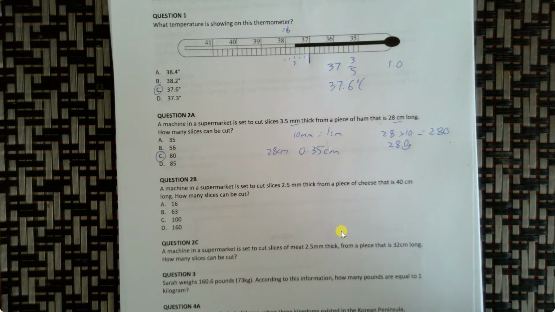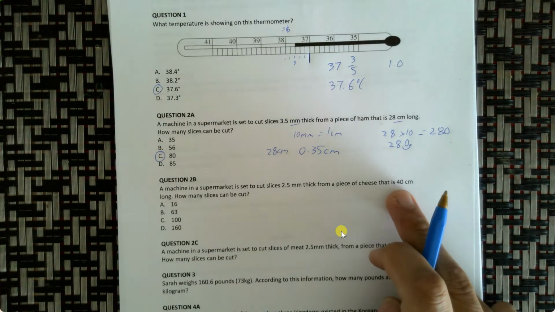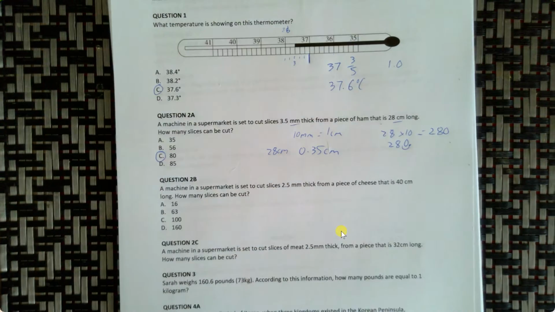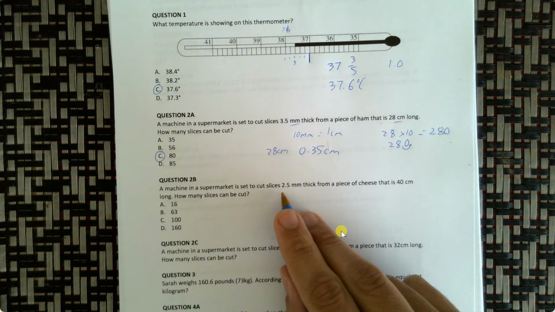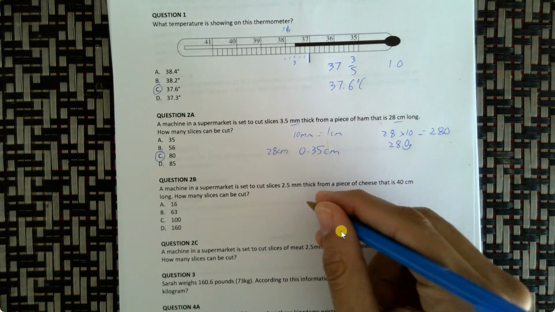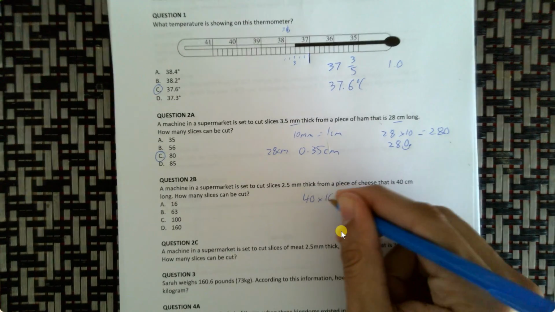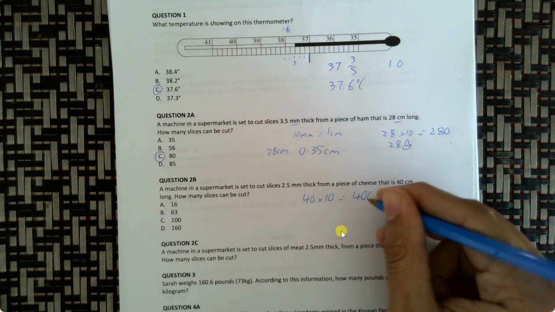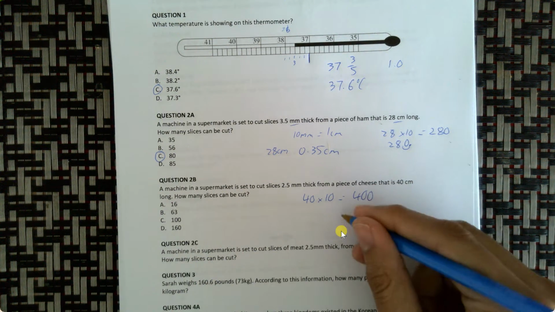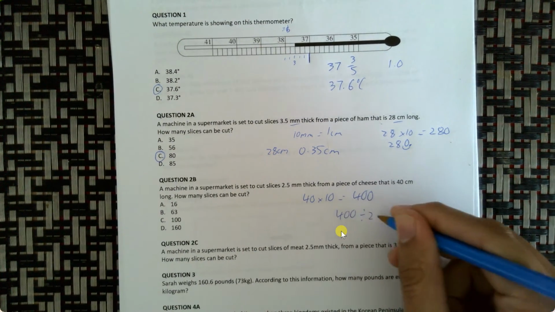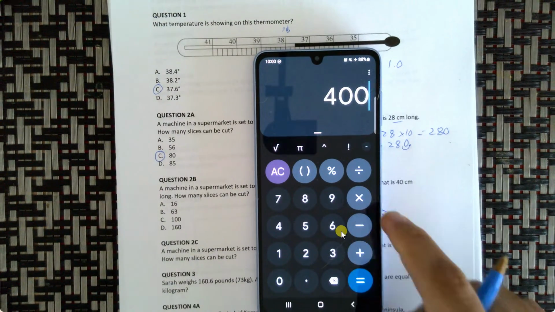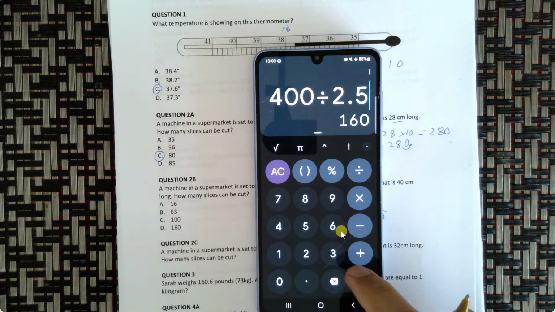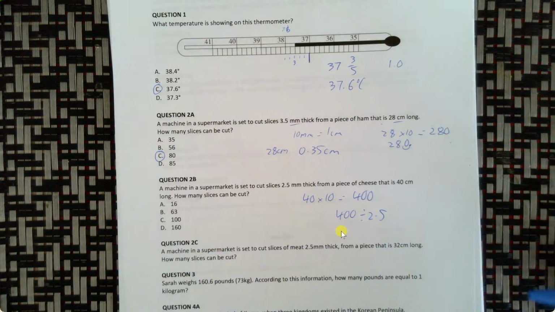Alright, 2b. A machine in a supermarket is set to cut 2.5 millimeter slices from something that is 40 centimeters. I'm going to do the same thing again. 40 divided by 2.5 won't work. You need to have it in the same units. So first up, 40 times 10 equals 400. Then I'll do 400 divided by 2.5. 160.